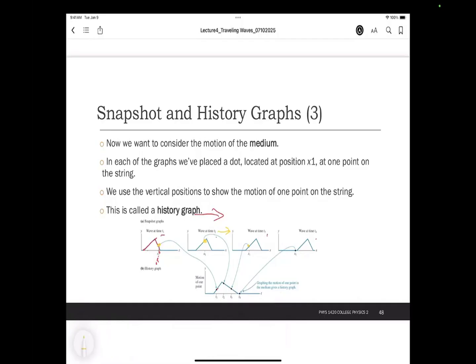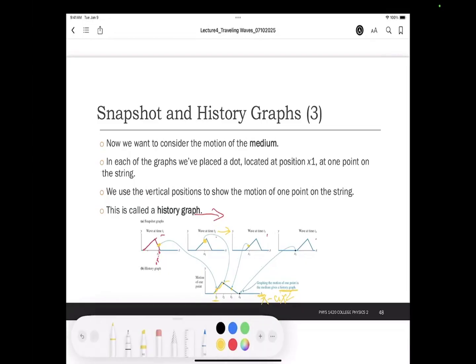And if we draw a history graphic, it relates to time. You can see the axis is time, and in time one, the point is here. In time two, the point is here. In time three, the point is here. And in time four, the point is here. Then we just connect it together, and it will give you the history graphic. Does it make sense to you?